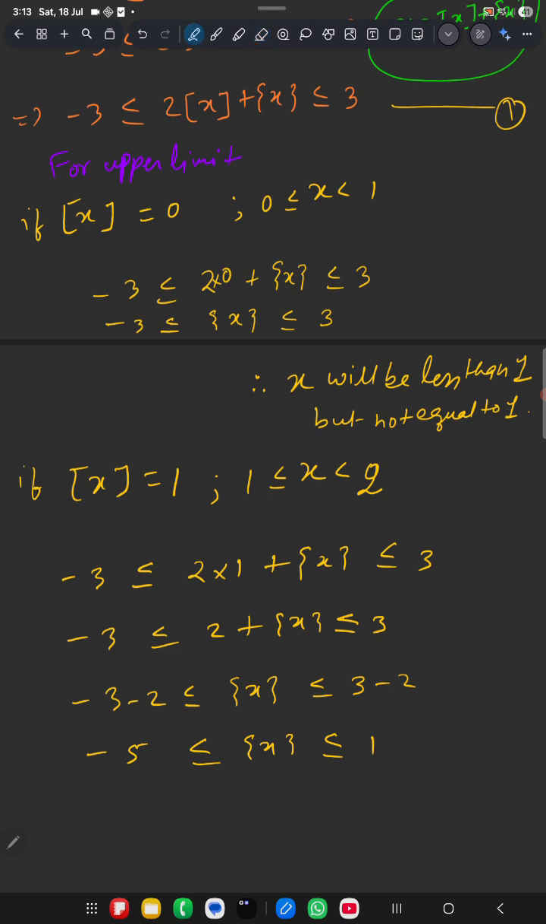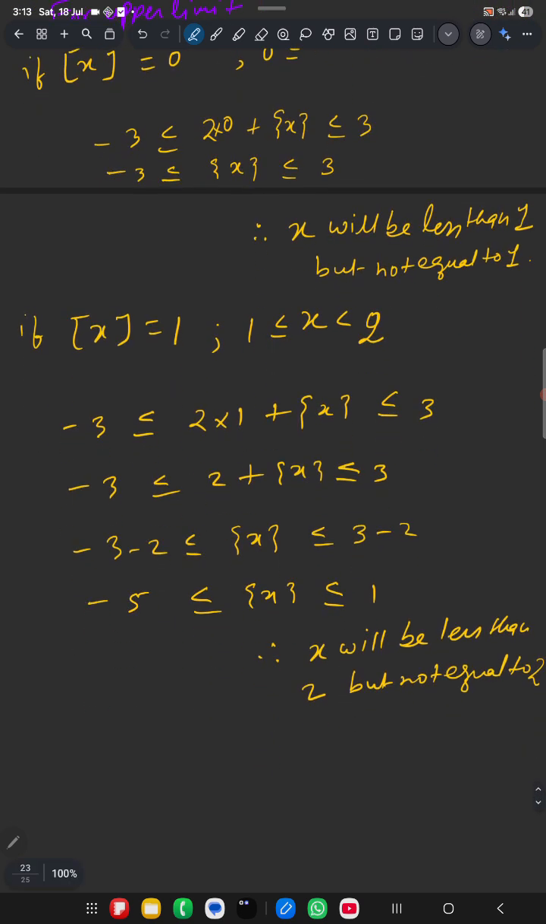So let us write that also. Therefore x will be less than 2 but not equal to 2. Now come to the next, where we are going to take a break, that we have to decide. Now if greatest integer value is 2, what happens in that case? x is lying between 2 and 3, where 3 is not included. Suppose 2.7, greatest integer value is 2, the immediate lower integer.